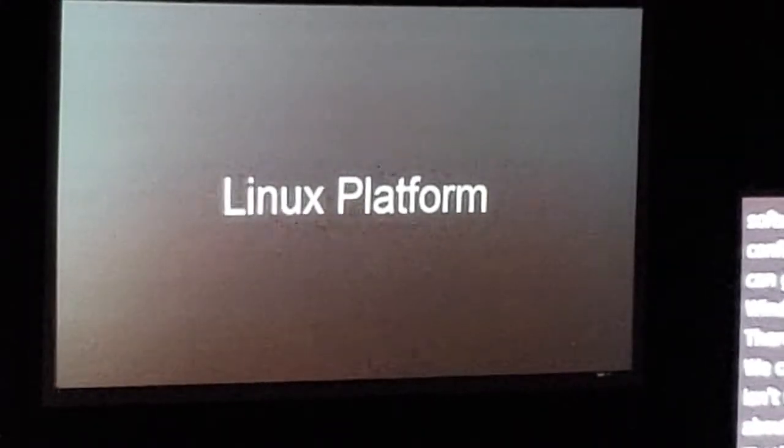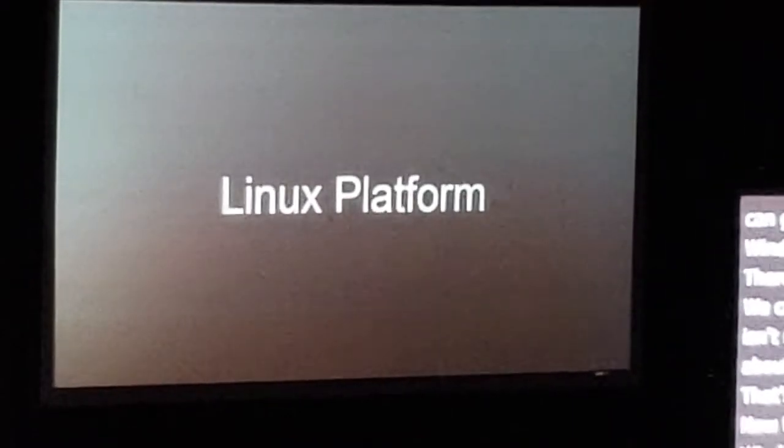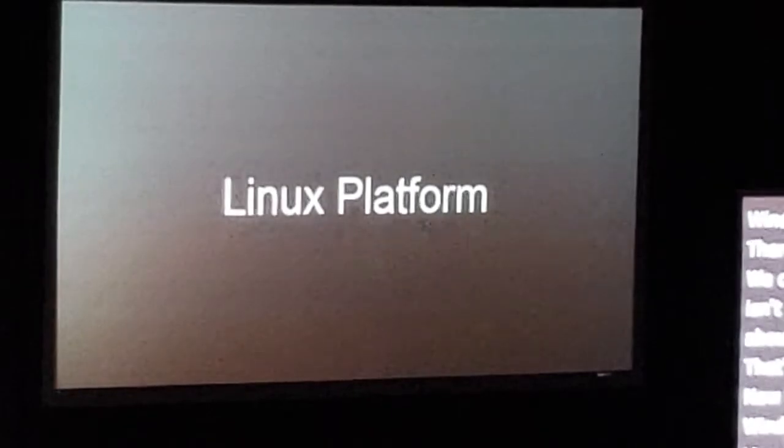Boy, Windows is silly. Let's talk about Linux. Linux is what everyone knows.